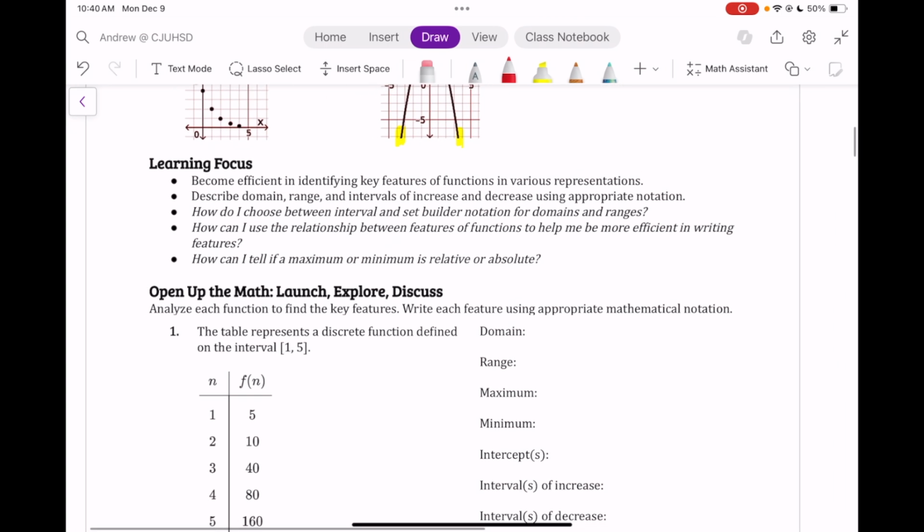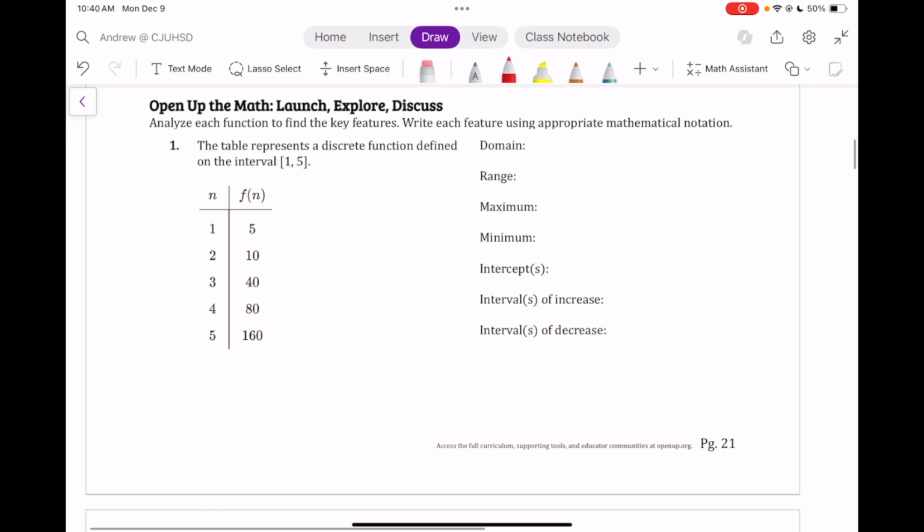So what we did today in this lesson was we learned how to be more efficient, more familiar with the 8 features of functions, and also we looked at some weird cases or cases we haven't dealt with before. So for example, on number 1, it says that it's a discrete function. Well, that means that it instantly jumps from 1 to 2, 2 to 3, 3 to 4, etc. Now, when we list the domain, we list the numbers individually because there are no in-betweens.